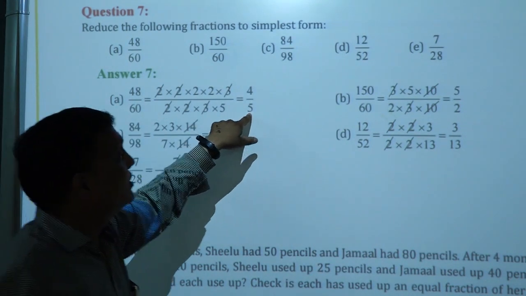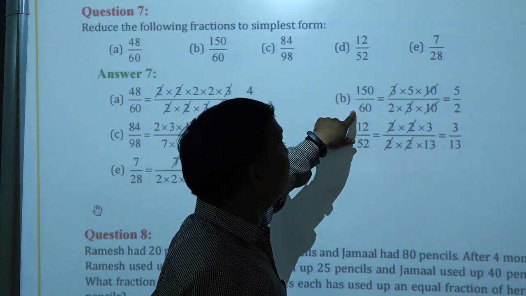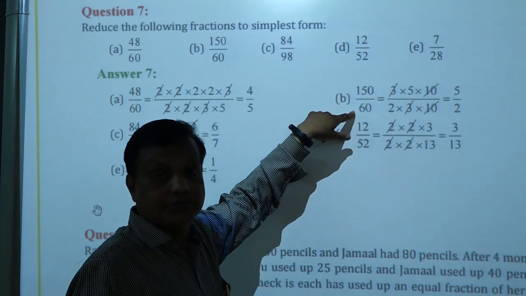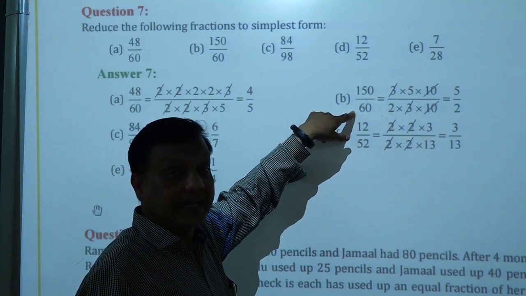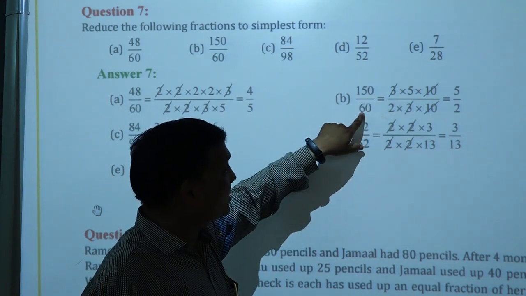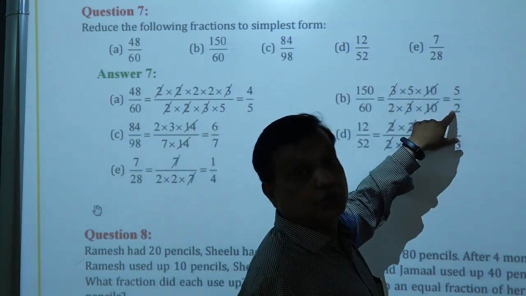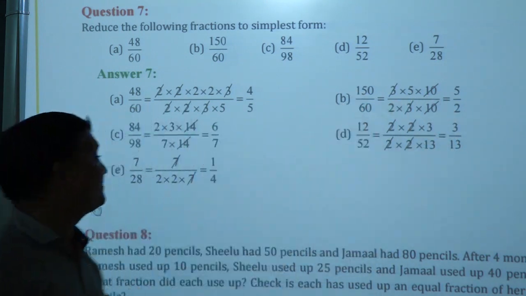Second number, 150 upon 60. In which table will they both come? They both will come in the 3 table also. 3 2s are 6, 0 0 cancel directly. 3 2s are 6, 3 5s are 15, so 5 upon 2 is the answer.